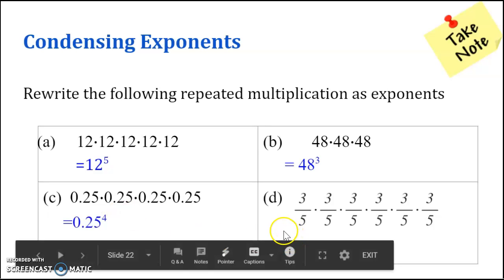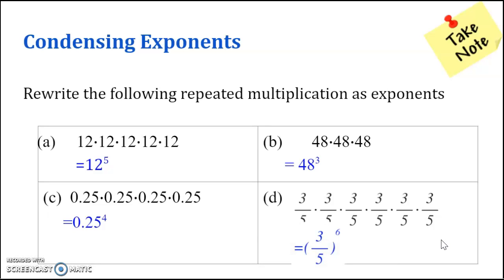What about this? Fractions. Well, it's just 3 over 5 being multiplied to itself 1, 2, 3, 4, 5, 6 times. So it is just going to be 3 over 5 to the power of 6.